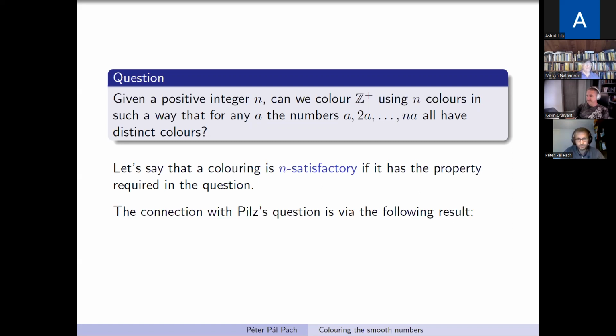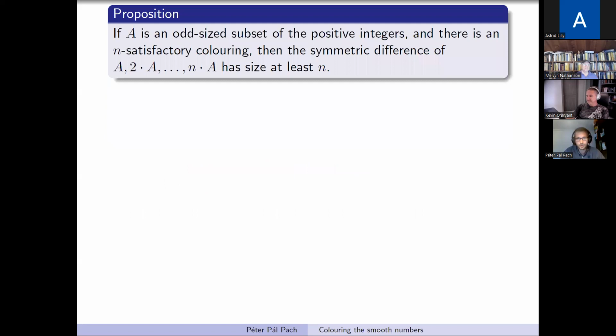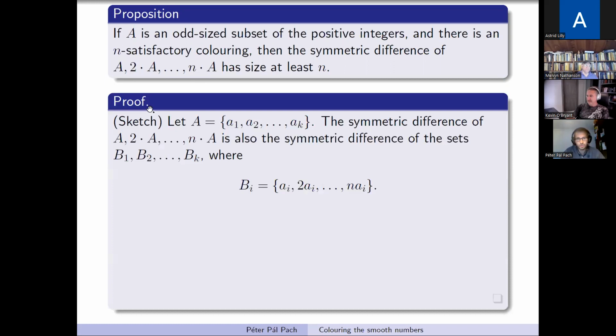The connection with the previous question is the following. If a set A has an odd number of elements, and there is an n-satisfactory coloring, then the size of the symmetric difference is indeed at least n. So we need an n-satisfactory coloring, but we also need that the size of A should be odd.